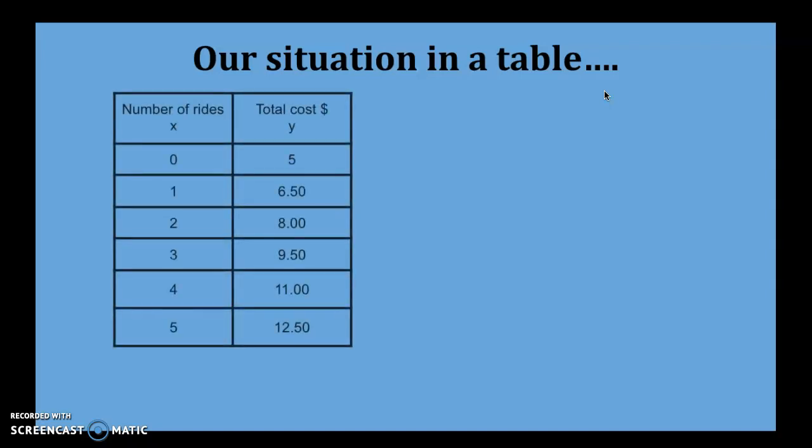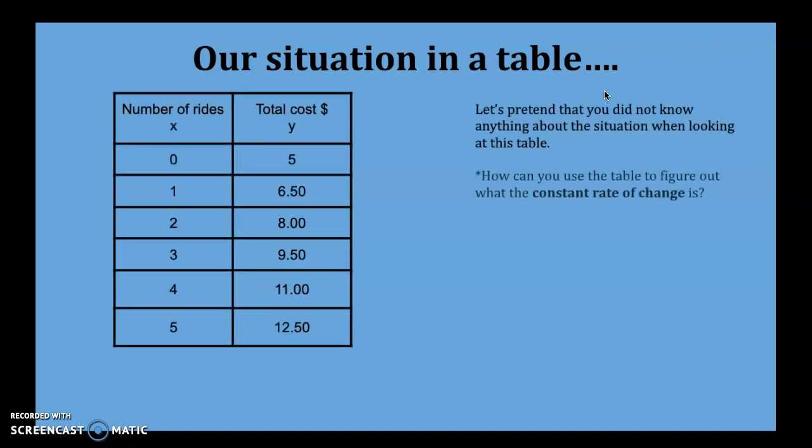So let's look at our situation in a table, because that's what we're really going to focus on today: looking at tables of values or ordered pairs and being able to identify the slope and the y-intercept. So I went ahead and took the information we had and I put it in a table. Obviously, our independent thing, I can control how many rides I go on, right?